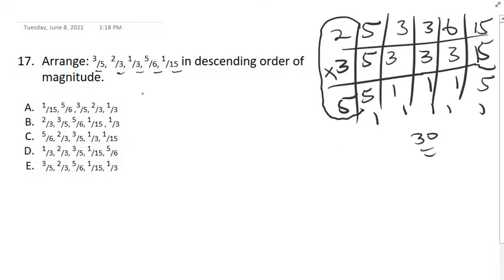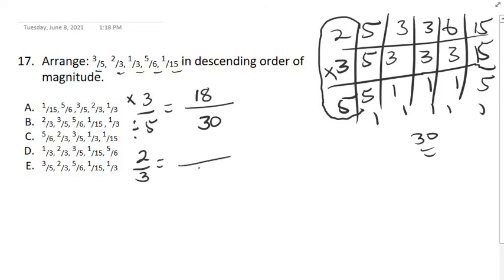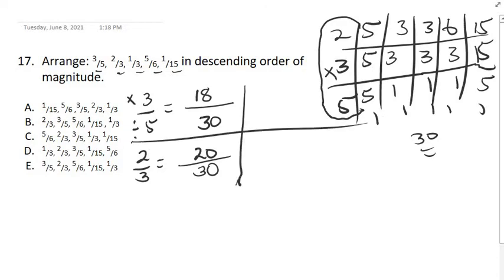So let's start with the first fraction, which is 3 over 5. If the LCM is 30, you divide 30 by the denominator, and multiply your answer with the numerator. 30 divided by 5 is 6. 6 times 3, 18. So the first fraction represents 18 over 30. The next one, 2 over 3. Don't forget the LCM is 30. 30 divided by 3 is 10. 10 times 2, 20.